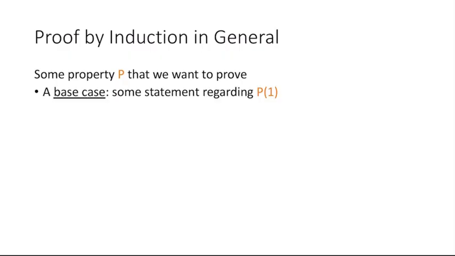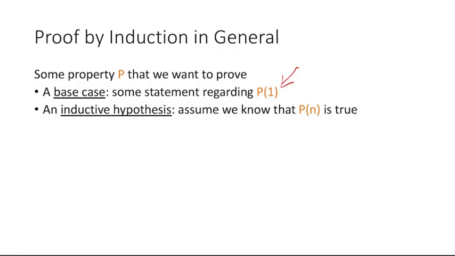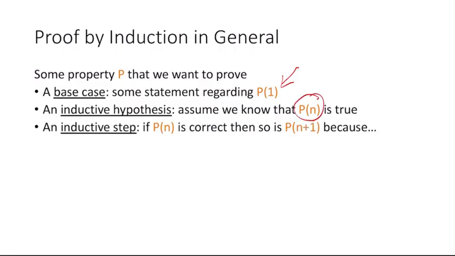So let me remind you of a proof by induction in general. We have some property P that we want to prove is correct. We're going to have a base case, so some statement regarding what happens when we have just the smallest unit of our input. We're going to have an inductive hypothesis that says, let's assume that P of n is true, and then an inductive step where we say that if P of n is true, then because of something, we know that P of n plus 1 is true.